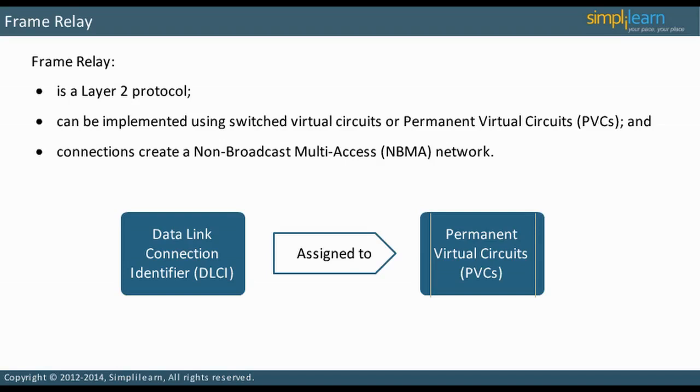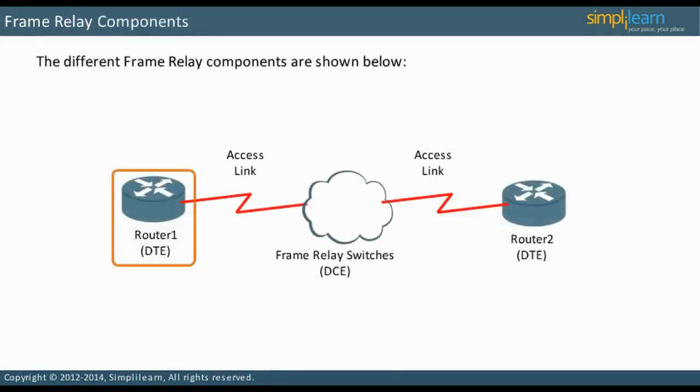Let us look at the components of frame relay. As you can see in the image, a local router serves as the DTE device. Frame relay switches at the service provider in the cloud are the DCE component. An access link connects the DTE router to its DCE frame relay switch. Local Management Interface, LMI, maintains communication on the access link between the router and its associated frame relay switch.